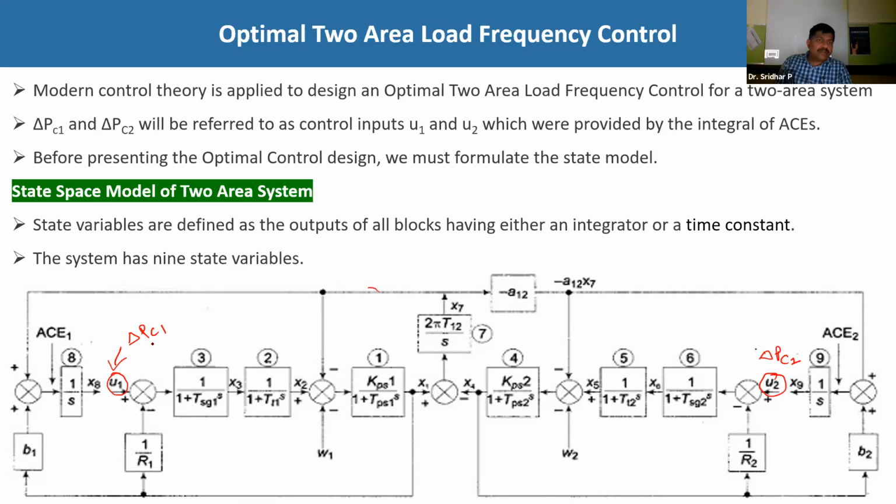So the U1 vector is the equivalent of the X8 vector. X8 is a state variable. How are we generating this X8? X8 is the output of this integrator. The input for this integrator is area control error 1, that is nothing but b1 into delta f1 plus delta P tie 1. So like this we are going to form the area control error. So this is area control error 1, and this is area control error 2. Two inputs are there, that is the reason.